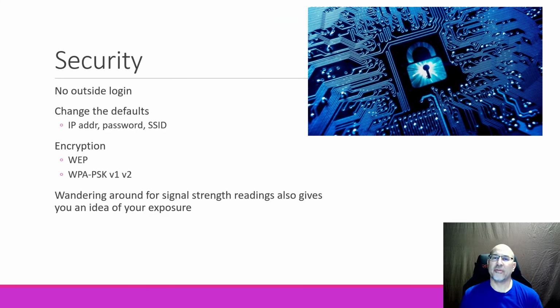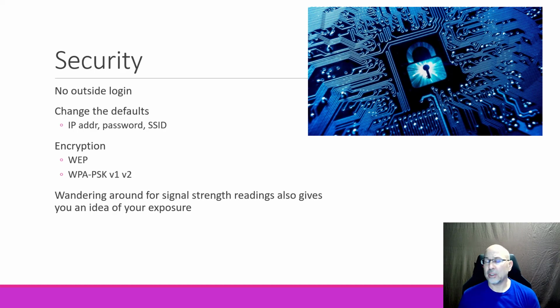Now I'm going to do a whole other video on security, but let's get down to basics here. If we're talking about your home network, don't allow outside login. And by the way, make sure you do HTTPS or SSH to get in. Change the default. And that can include the IP address, but definitely the password and the SSID, right? There are web pages that publish all of these default values, so don't stick with the defaults. Make sure you change them.